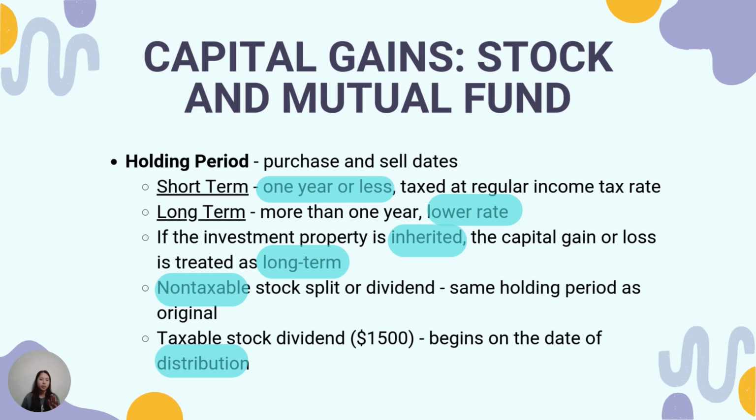So if you got a taxable stock dividend in March, you had this first share of Apple, you bought it January 1st, and then you had a stock dividend in March. And then you sold that share of stock on January 2nd again. If you made over $1,500 in profit, then the holding period would begin in March. But if you made, let's say, $900 in profit, which is less than $1,500, the holding date for the shares would be January, because it's a non-taxable stock split or dividend.